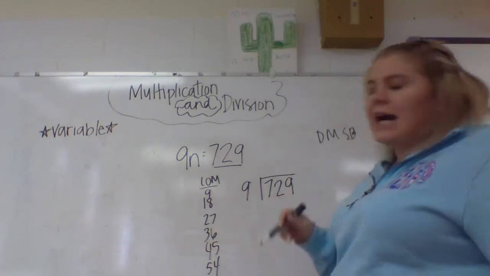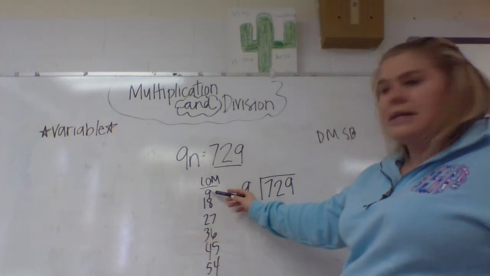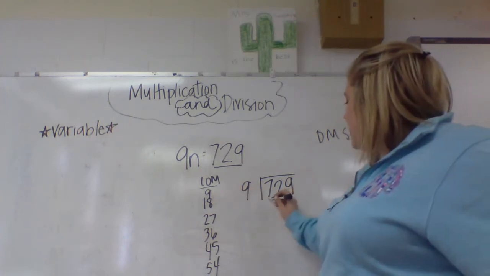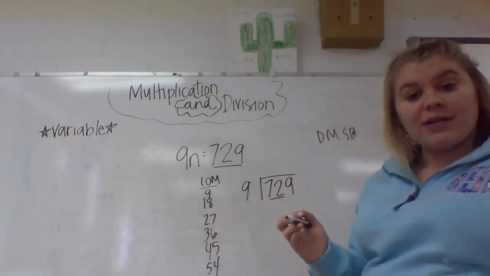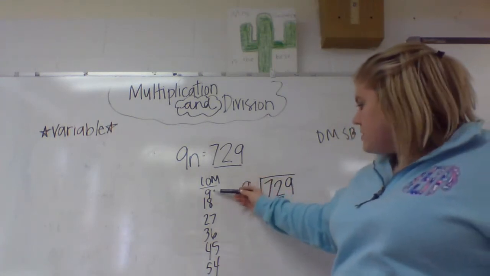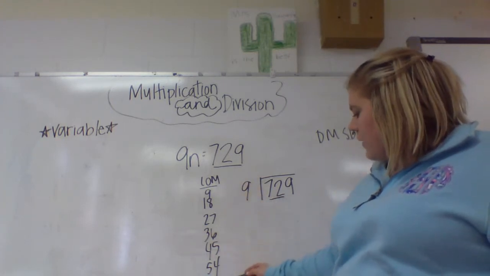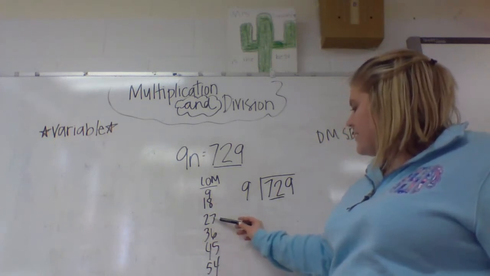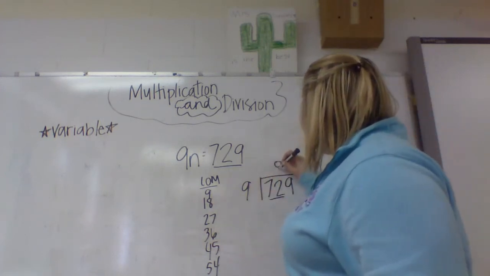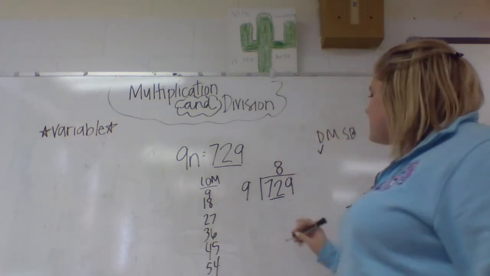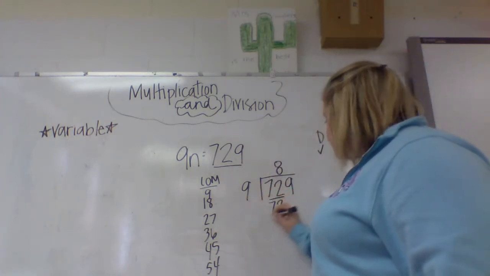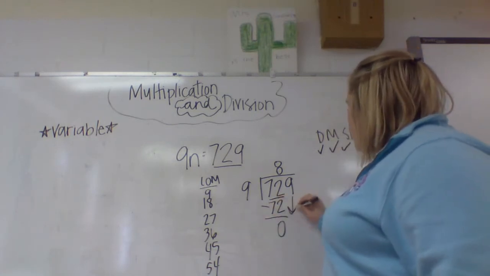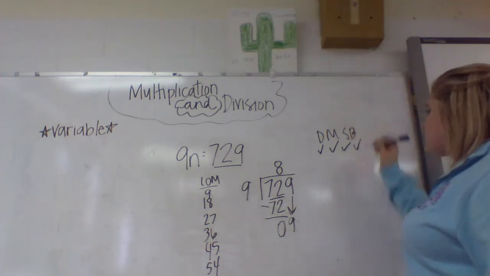So how many times can 9 go into 7? Well, I come over to my multiples. 9 is my smallest multiple, so 9 can't go into 7. So I can look at 72. How many times can 9 go into 72? Let's check our multiples. How close can I get to 72 without going over? Look, that's a perfect match. That is the 1, 2, 3, 4, 5, 6, 7, 8th multiple. So 9 can go into 72 8 times. 8 times 9 is 72. 72 minus 72 is going to give us 0, and we can bring down that 9.